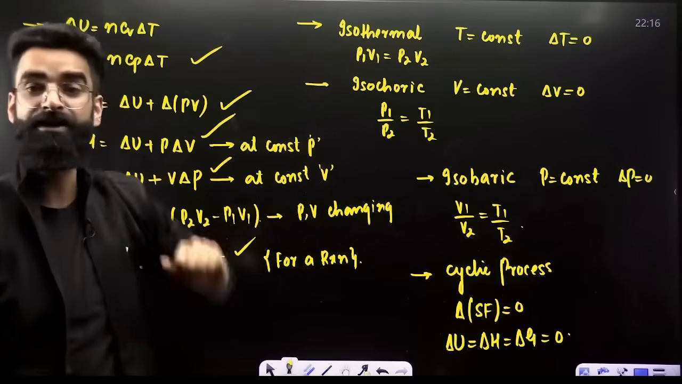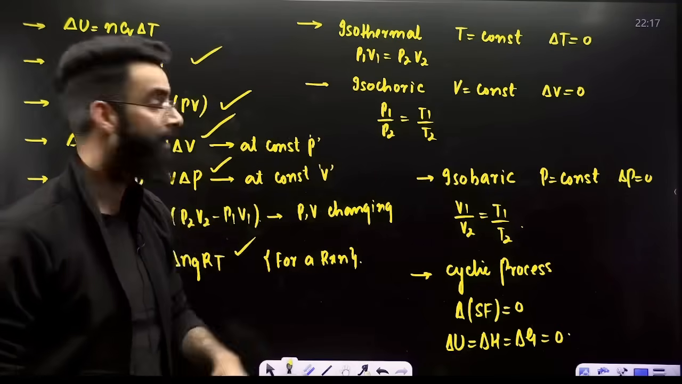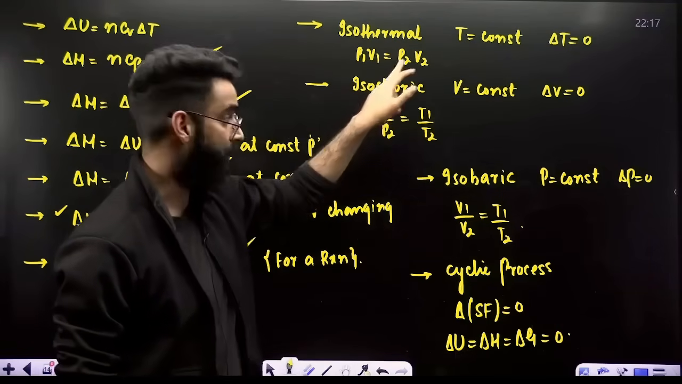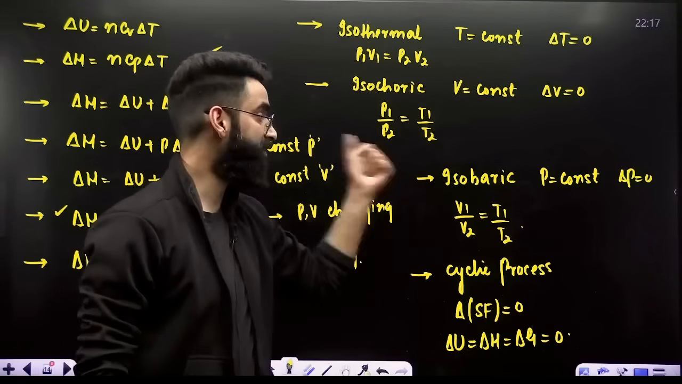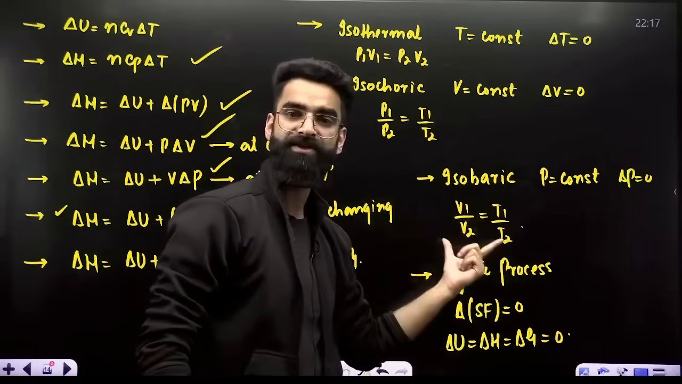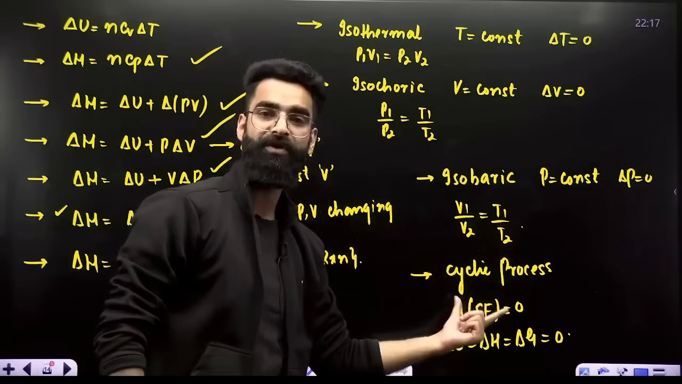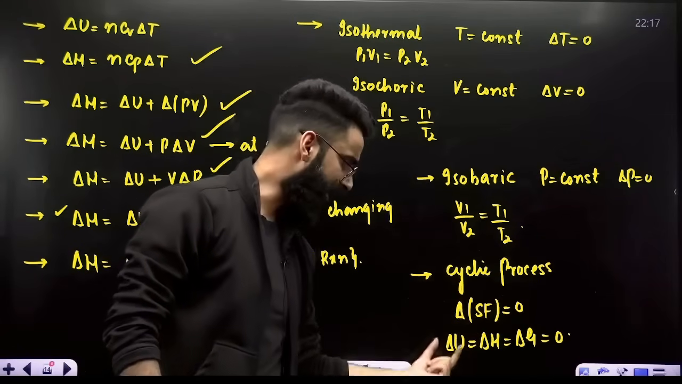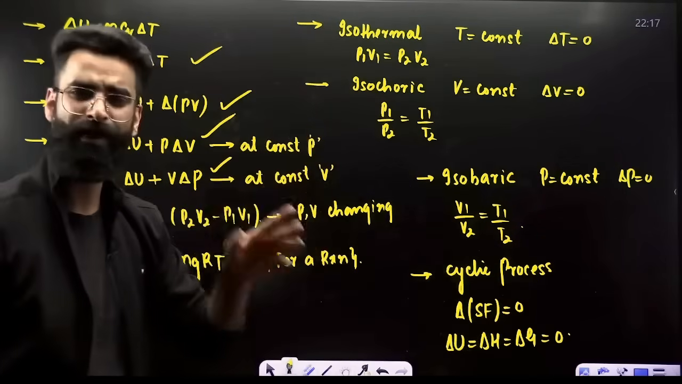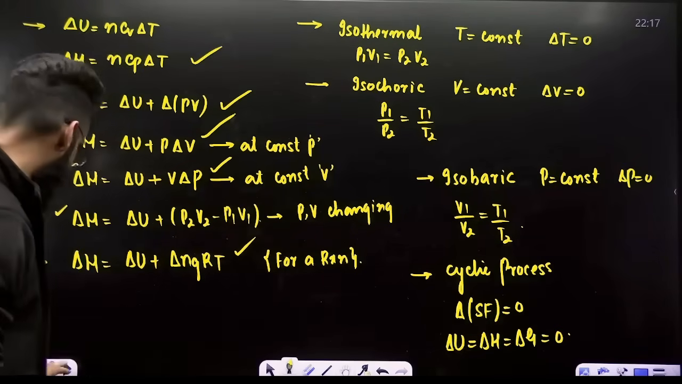Similarly, in case of isothermal processes, temperature of the system is constant, and if the ideal gas undergoes an isothermal process, it has to follow this equation: P1V1 is equal to P2V2. If the ideal gas undergoes an isochoric process, volume constant, then it has to follow this particular equation. If the ideal gas undergoes an isobaric process, it has to follow this particular equation. And similarly, in case of cyclic processes, change in the value of a state function is always 0. Therefore, delta U, delta H, delta G are all 0 when it comes to cyclic processes. I mean, delta U net, delta H net, etc.